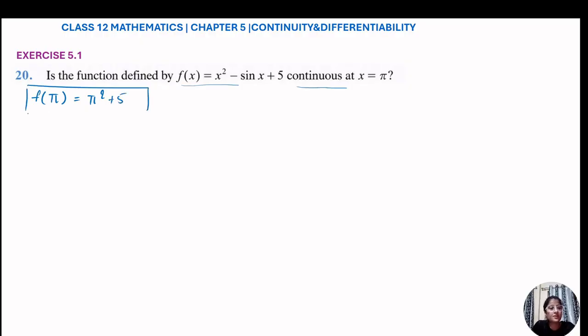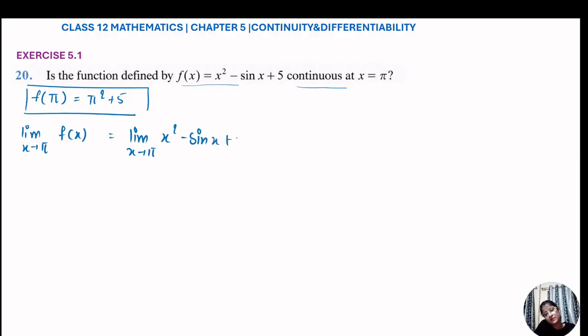So this is our function value. Now let's find the limit value. In limit value, what you always try to do is: limit x tends to pi of f of x, that is nothing but limit x tends to pi of x square minus sine x plus 5.